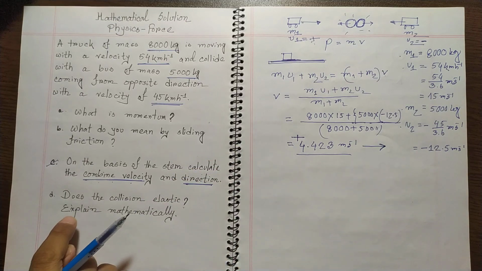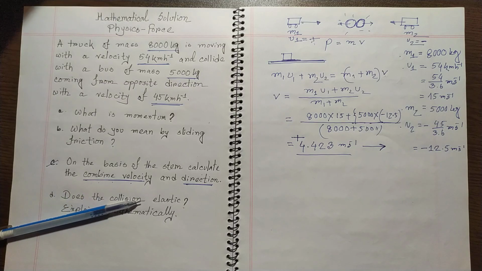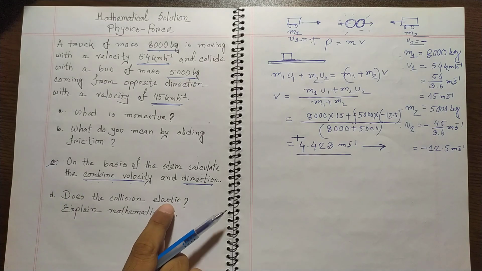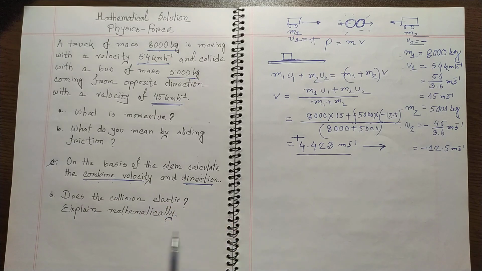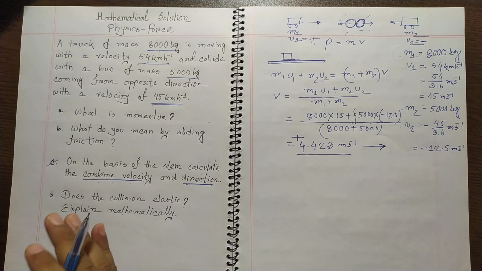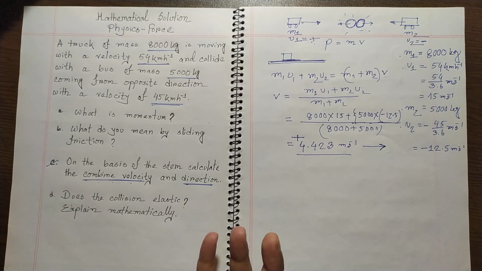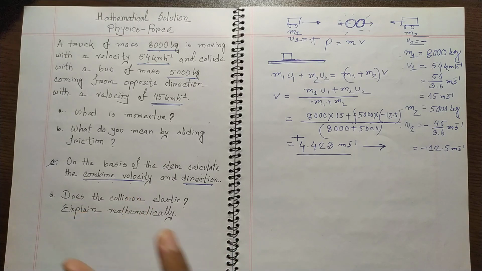Now the last question is, is the collision elastic? And how do we think this is elastic? We can say that the momentum before the collision and after the collision might be the same, but we also need to find the kinetic energy before the collision and after the collision.